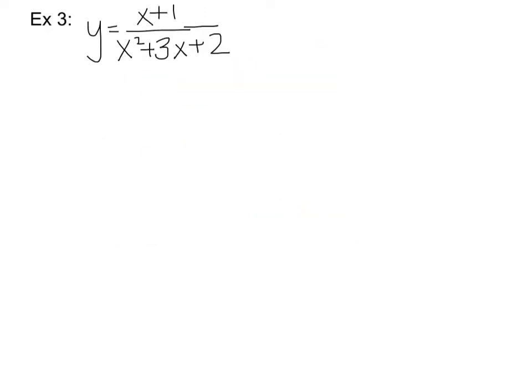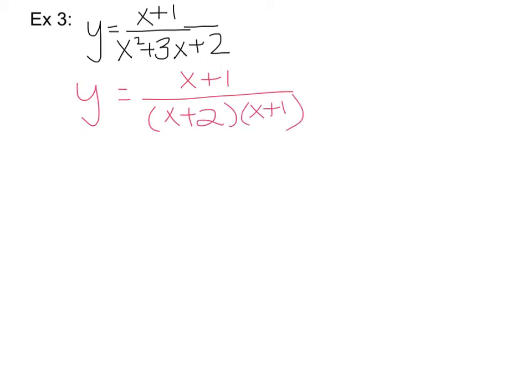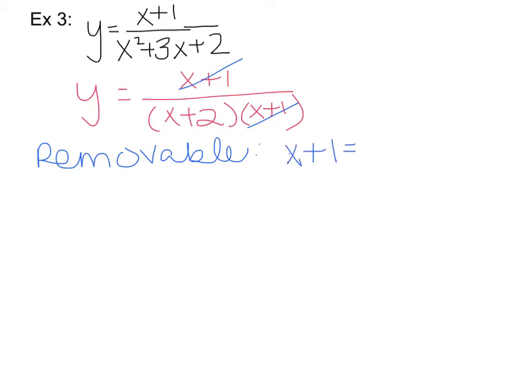Last example in the section is about points of discontinuity: y equals (x plus 1) divided by (x squared plus 3x plus 2). So again, factor first. That gives me x plus 1 in the top, and then (x plus 2) times (x plus 1) in the bottom. Since they have x plus 1 in the top and the bottom, that means there is going to be a removable point of discontinuity. So since it's removable, that means it's a hole, so you set x plus 1 equal to 0, and you get x equals negative 1.